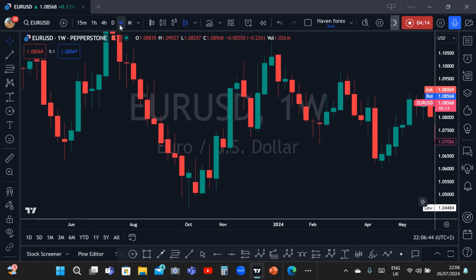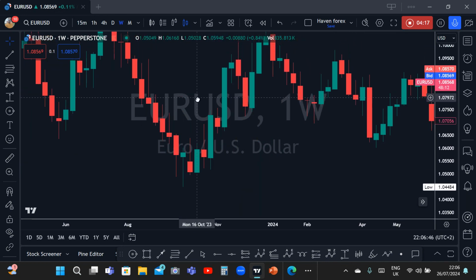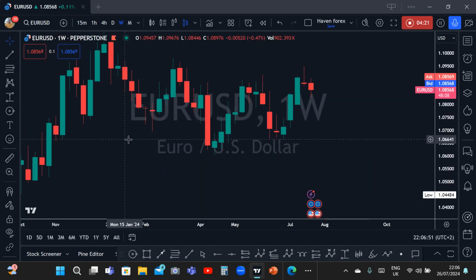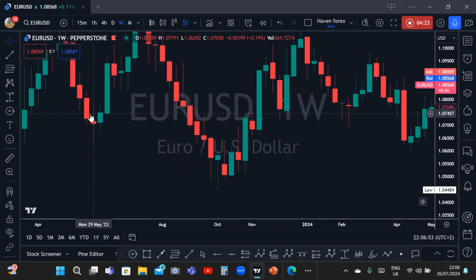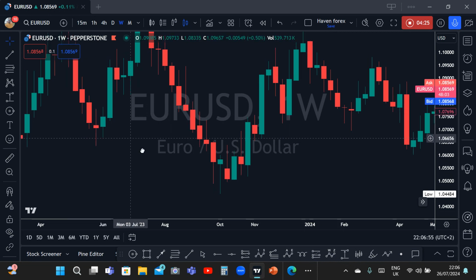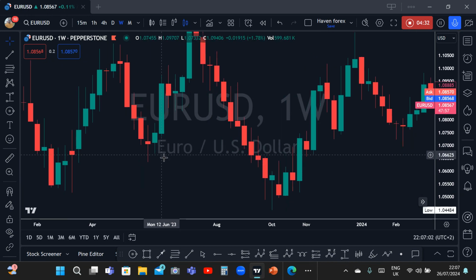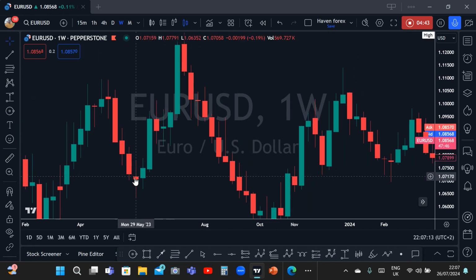Now I'm on the weekly time frame. This very one here is what we call the morning star. And what does the morning star represent? It's telling you that the downtrend has lost momentum, and the bullish trend is about to continue.